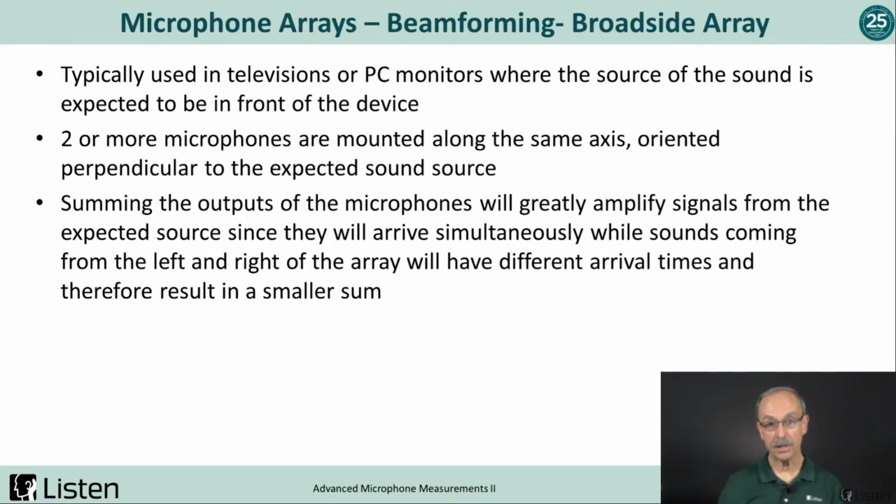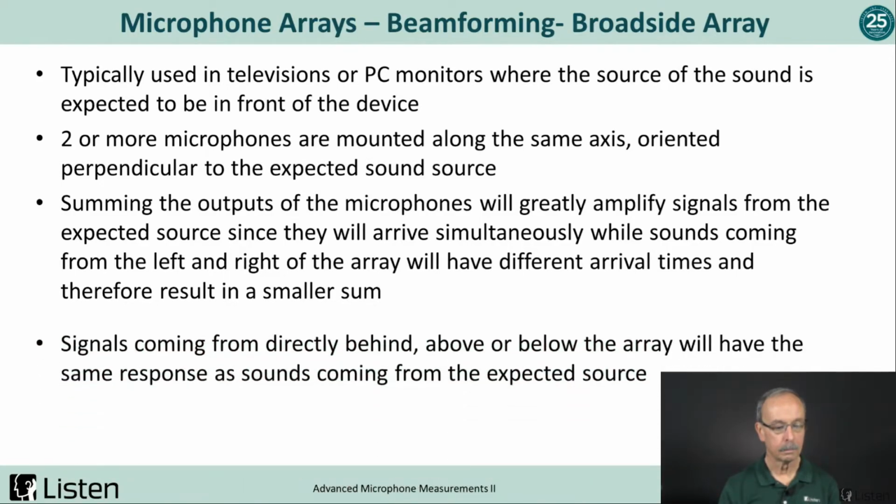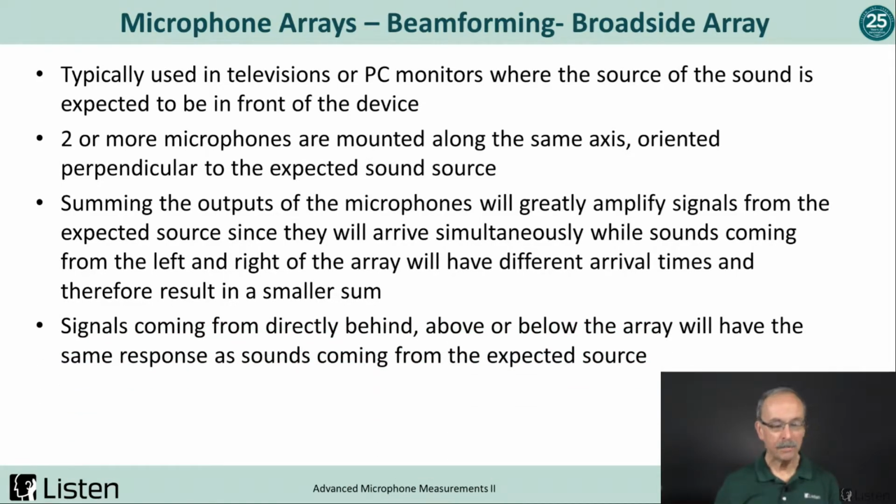By summing the outputs of the microphones, we greatly amplify the signals coming from the expected source, since they're all going to arrive simultaneously. The sounds coming from the left and right of the array are going to have different arrival times, and therefore will result in a smaller sum. So the sound of interest from the expected source is going to be amplified in the broadside array. Now, signals coming from directly behind, above, or below the array are going to have the same response as sounds coming from the expected source.